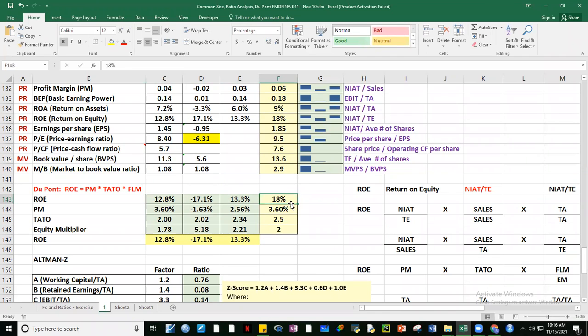Ito yung direct competitor natin, 18% sila. So in terms of ROE, talo tayo ng direct competitor. 2021, guys, not worth mentioning kasi we're losing out. For every peso of equity, the company was losing 17 centavos.